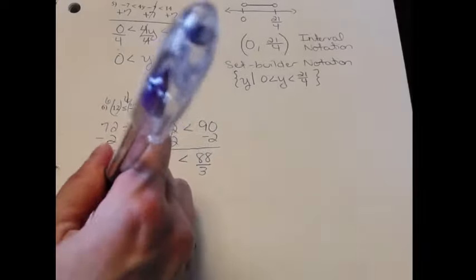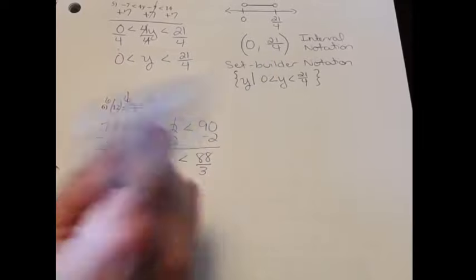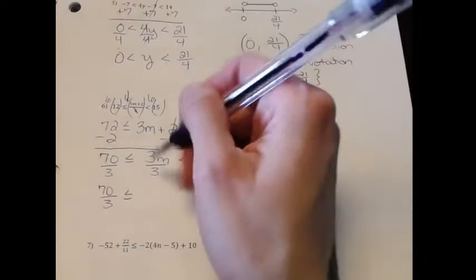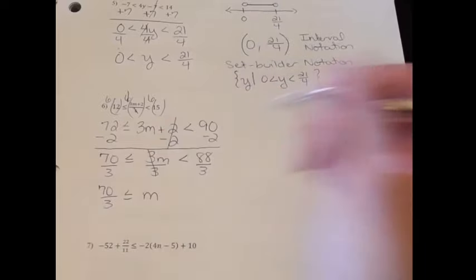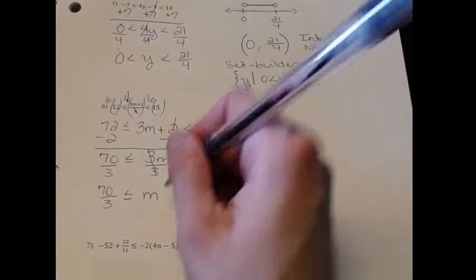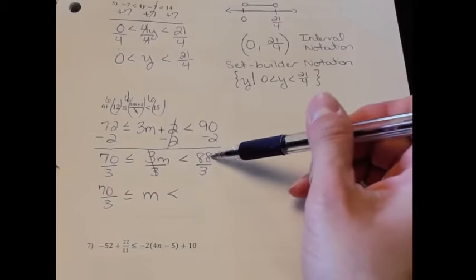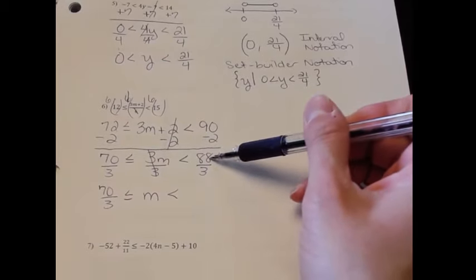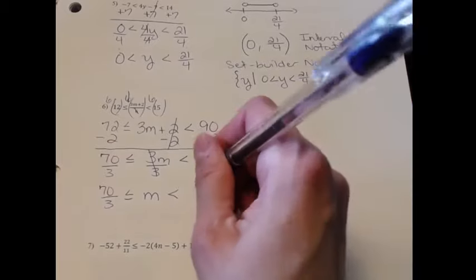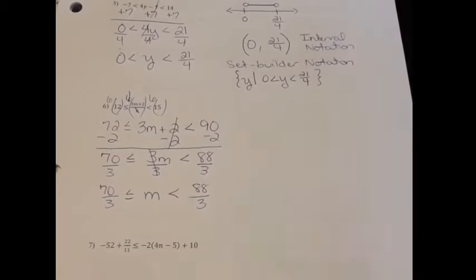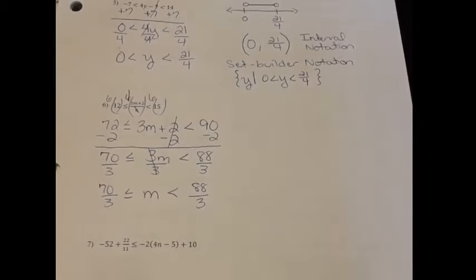So we leave it 70 over 3, less than or equal to. 3 divided by 3 is 1, so that goes away. We're left with m less than 88 over 3, but let's double check. 8 plus 8 is 16. 16 is not a multiple of 3, so we cannot simplify further. And there's our solution.